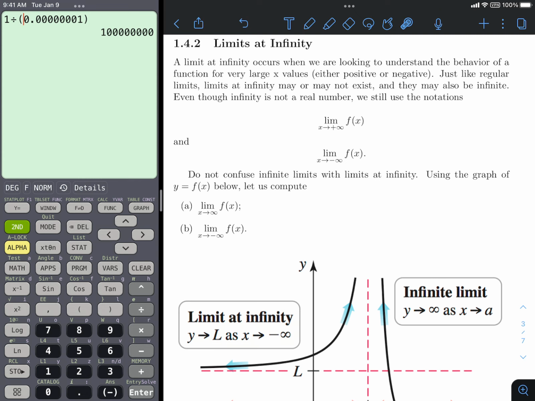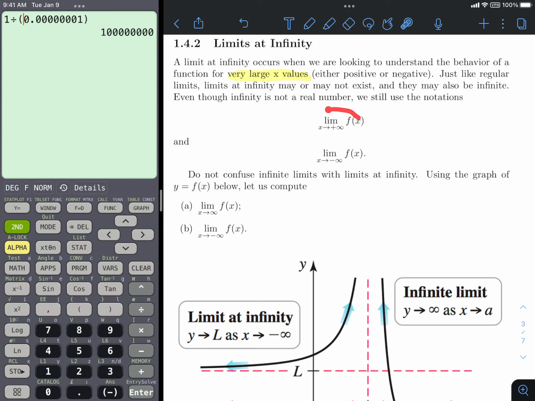Now, limits at infinity are not the same as infinite limits. A limit at infinity happens when we're looking to understand the behavior of a function for a very large x value, either positive or negative. Before, with infinite limits, x could be anything, but then y became very large, positive or negative. But now with limits at infinity, x becomes very large, either positive or negative.